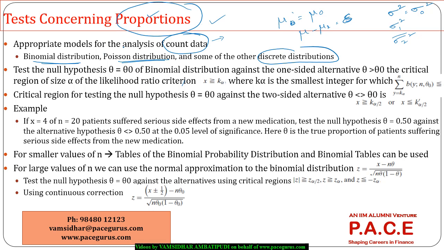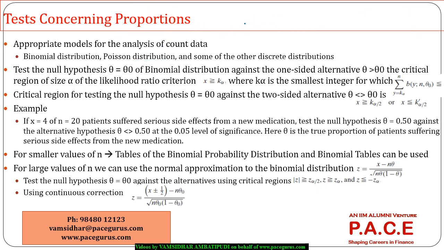So that's where, when my objective is to make some kind of inferences regarding the proportions, I'm more interested in a hypothesis like this: theta equal to theta naught. I'm generally looking at it as a binomial distribution. Theta is the probability or the proportion associated with a binomial distribution, the probability of success. And if it is a one-sided alternative, I'll look at it as theta is greater than theta naught. And based on that, if the size of the critical region is alpha, I'm looking at the value of x greater than k alpha.